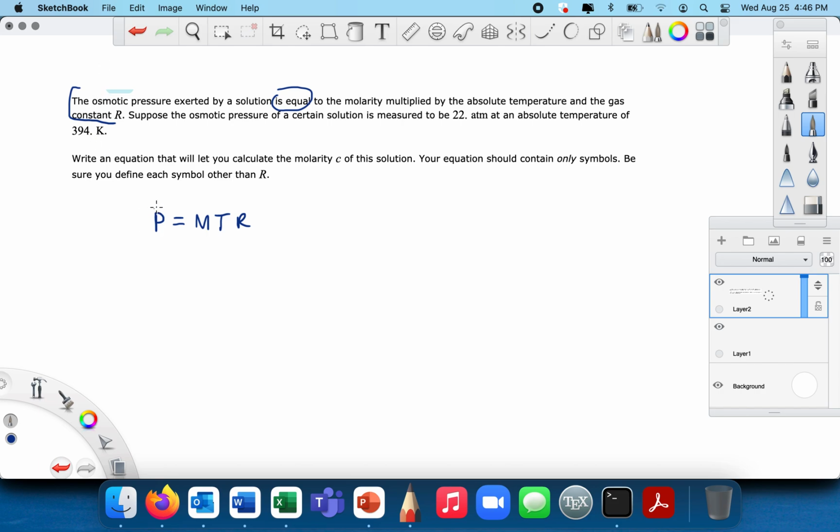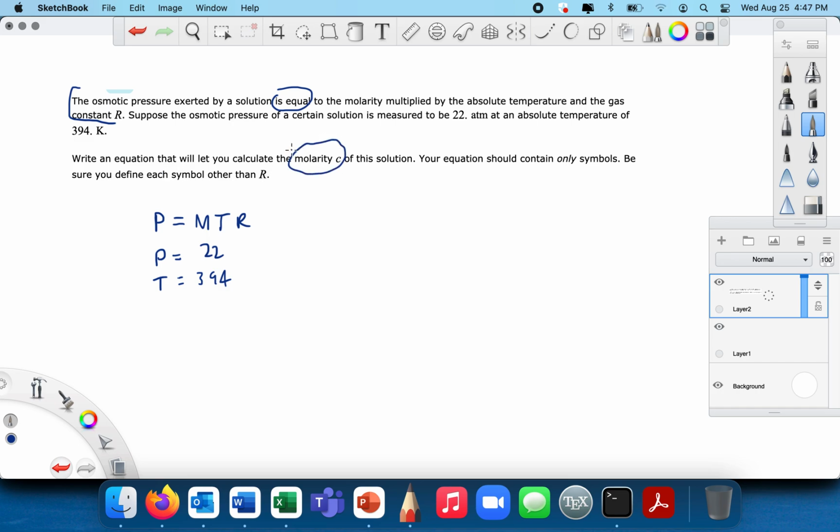The osmotic pressure, which I'm calling P, exerted by solution is equal to blank, all right? Suppose the osmotic pressure of a certain solution is measured to be 22 atmospheres. I won't put the units in, let's keep it clean for now. At an absolute temperature of 394 K, okay? Write an equation that will let you calculate the molarity.